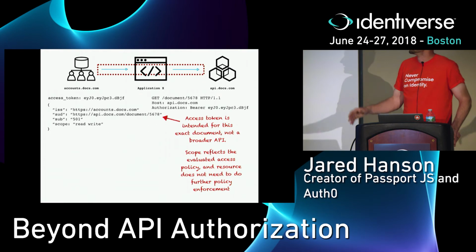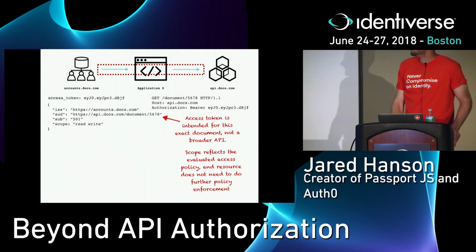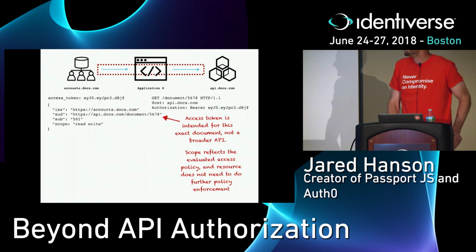So now this whole interaction has occurred, and Alice hasn't been bothered. It's all been completely behind the scenes. Once again, the audience value in this access token is that particular document that she was attempting to access. And the authorization server has evaluated the policies for that, so we know that that access can occur.